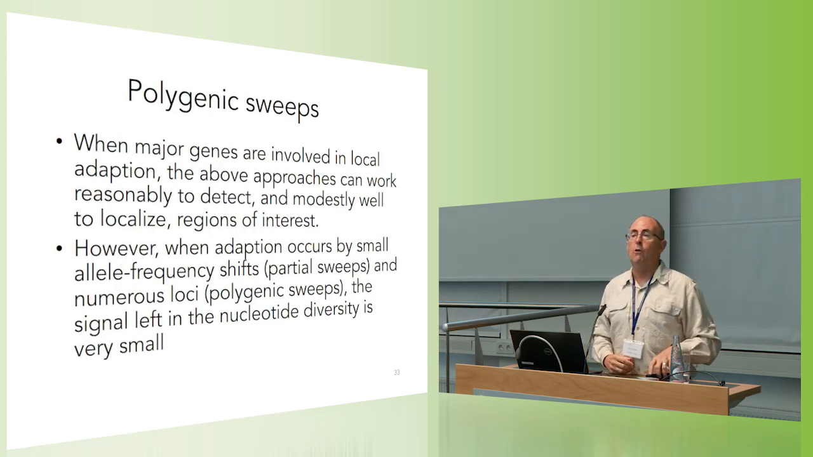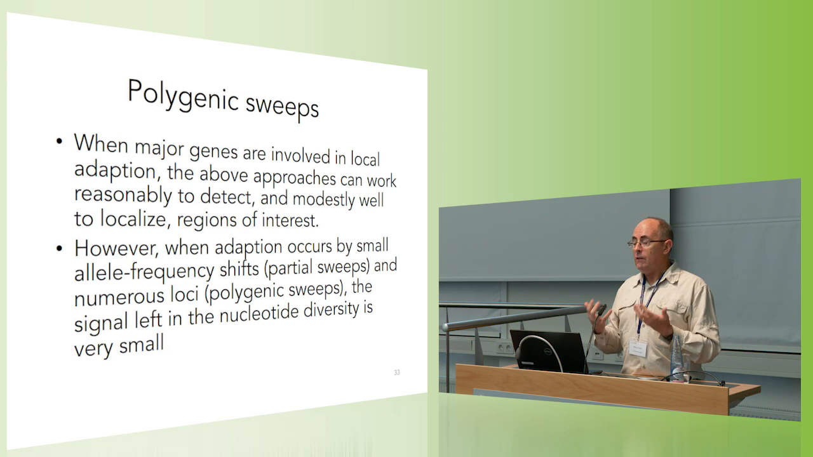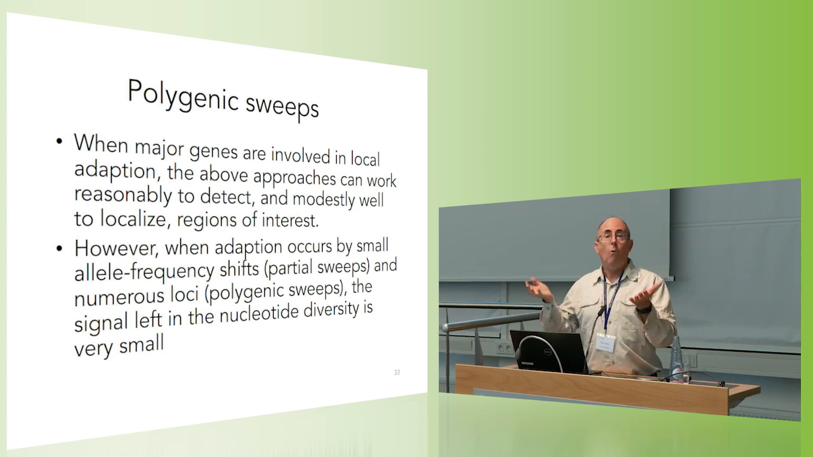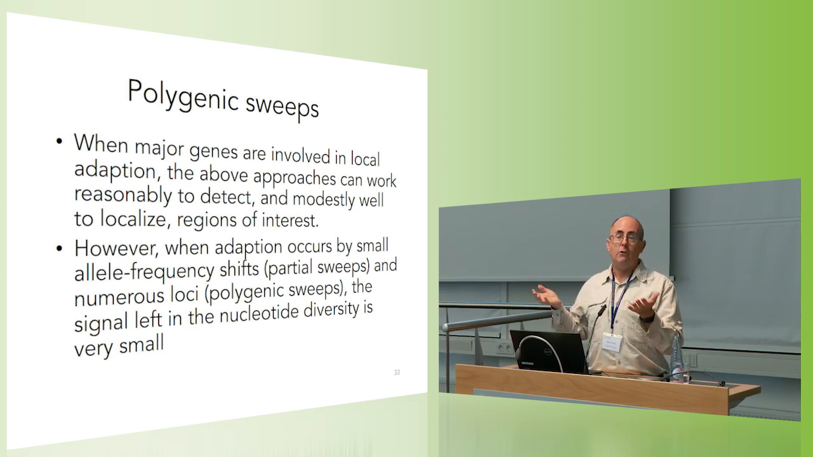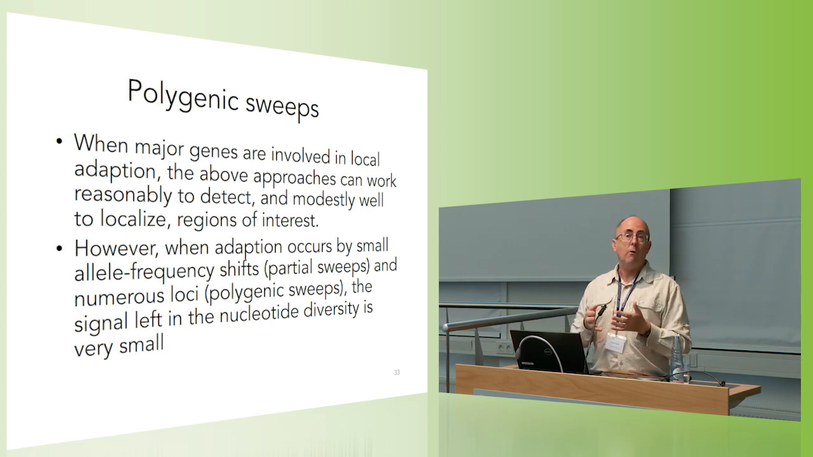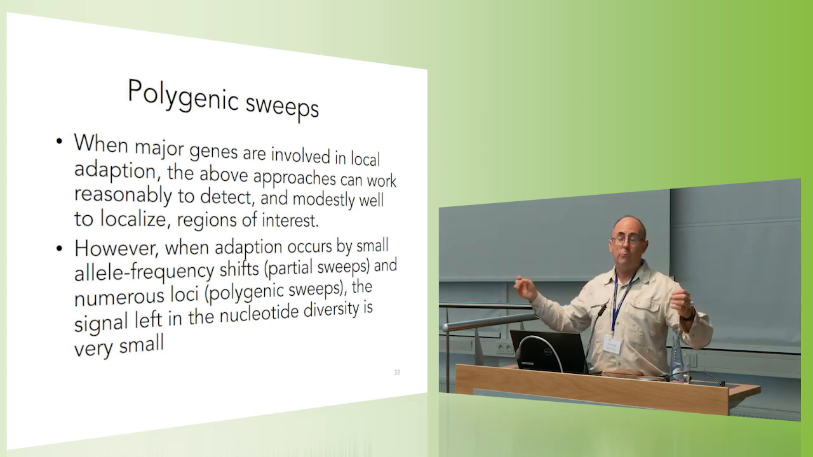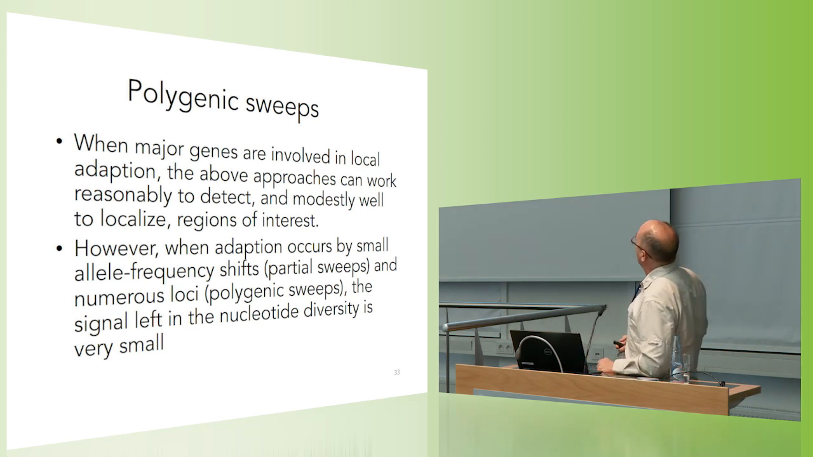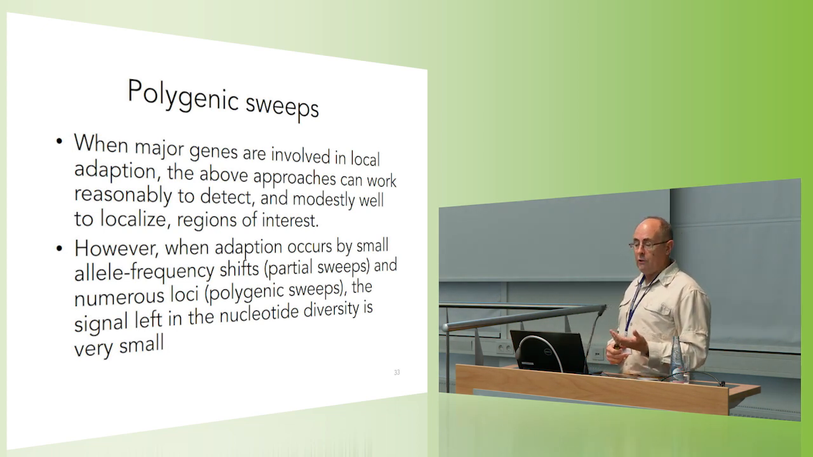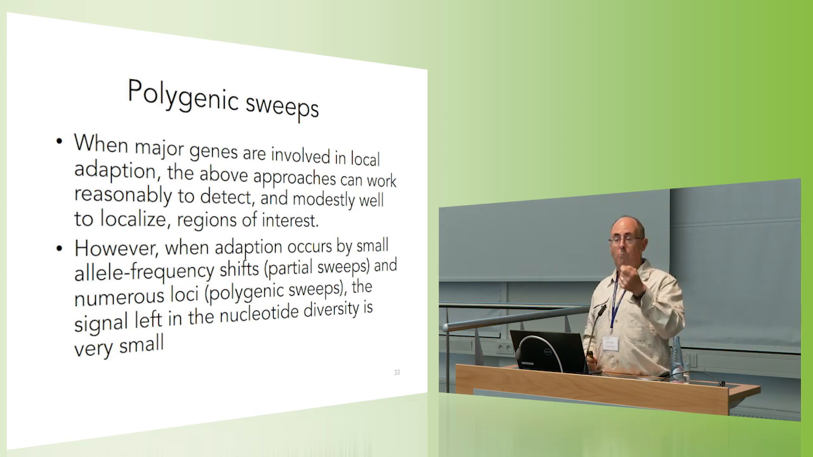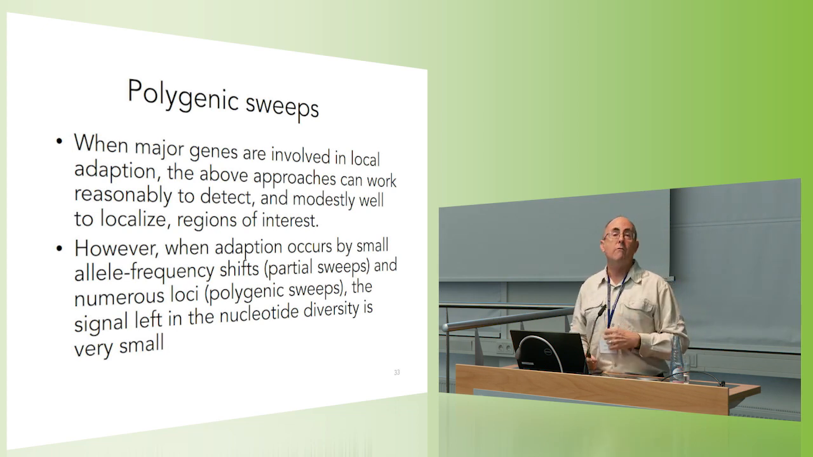Now, the worst scenario happens in this case where you don't have one or two genes that give you adaptation. You've got a large number of genes, of small effect, scattered across the genome that each have small rises in frequency. That's called a polygenic suite, and that's the most difficult to detect because you have soft sweeps, partial allele frequency changes, and weak effects.